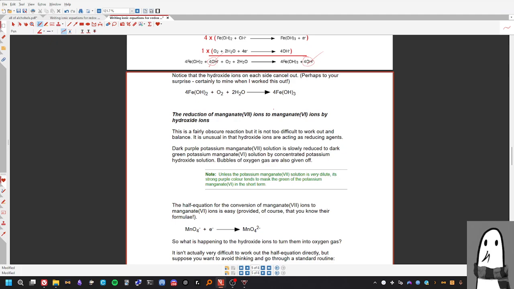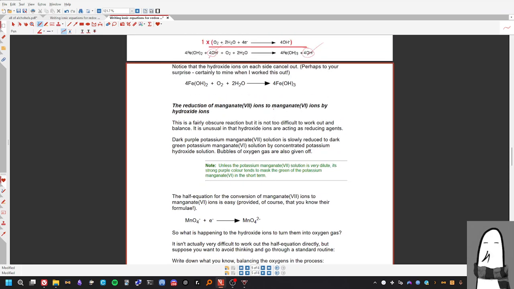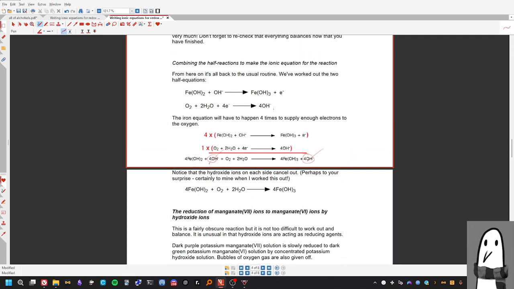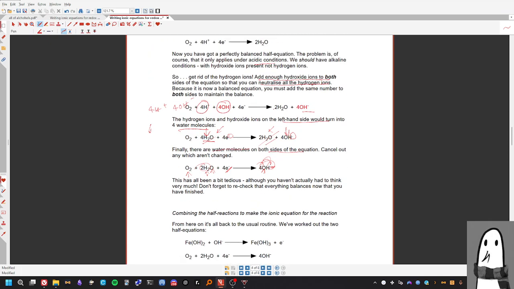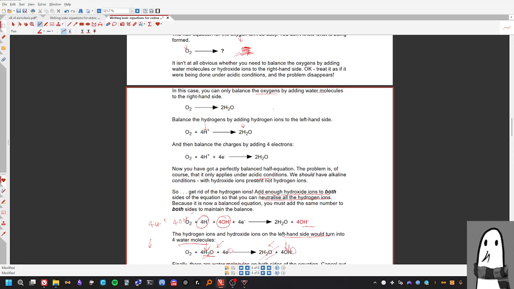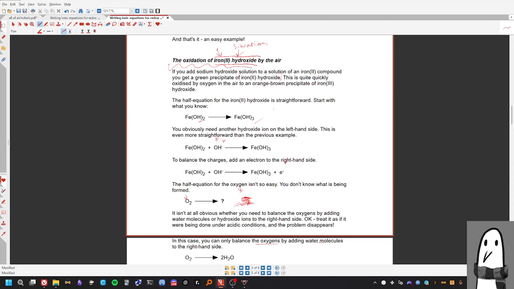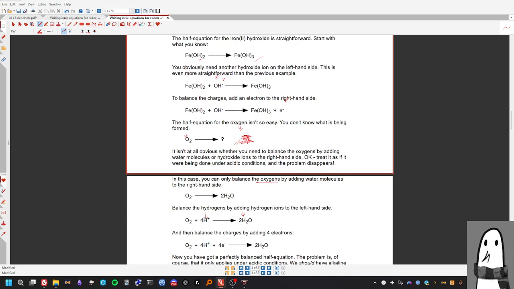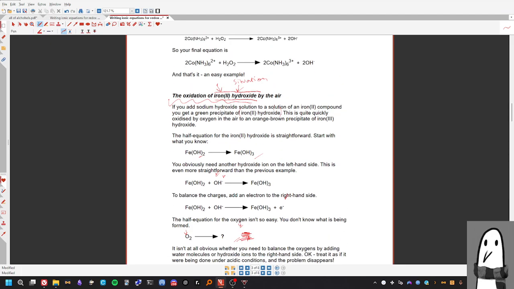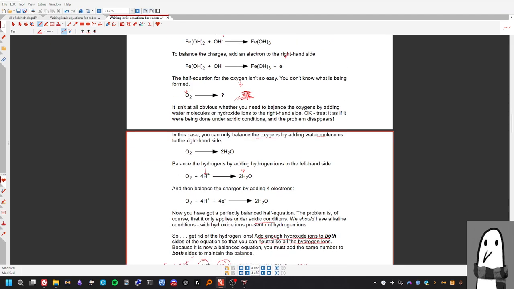Yeah, it is kind of funny that OH minuses actually don't even appear on the final ionic equation, although you're adding so many OH ions in both the oxidation of Fe(OH)2 and also the reduction of O2 and also the oxidation of the iron 2 hydroxide. So it's pretty funny.